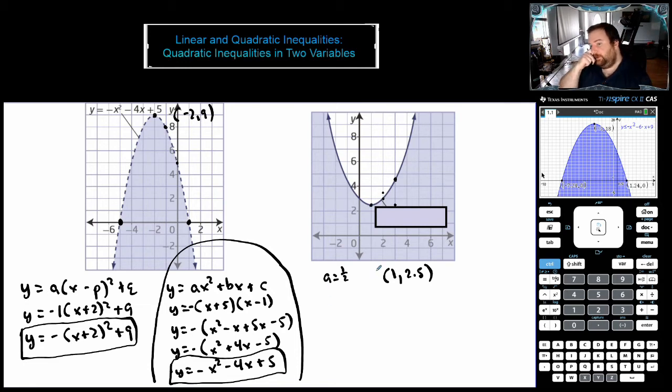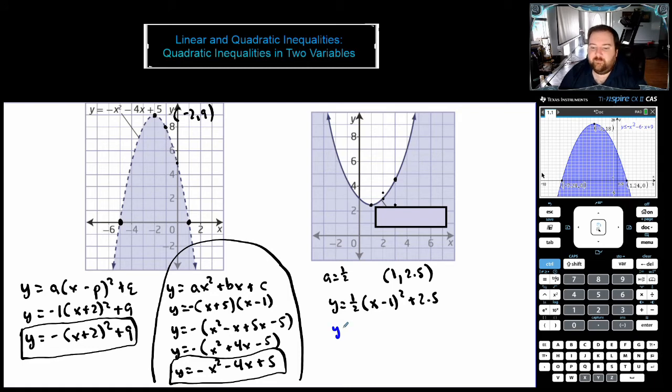So visually being able to identify the vertex and the a value is going to help you tremendously. So now I have y equals 1/2 (x minus p) squared plus q. So there we go, we're in vertex form. General form, again, we can't do it with this strategy, so we're going to have to do it the old-fashioned way here.